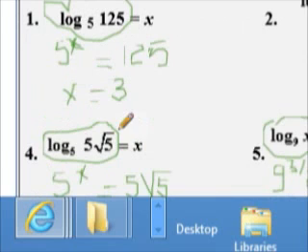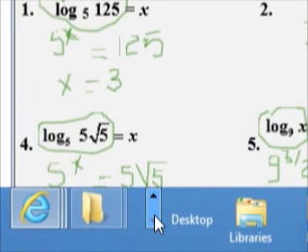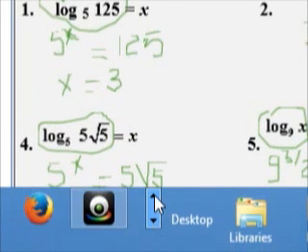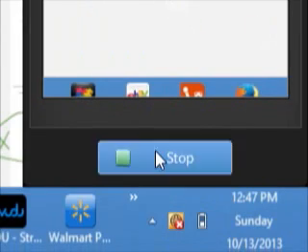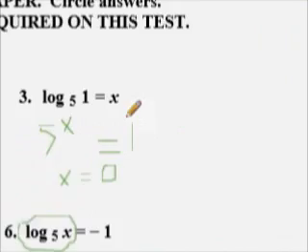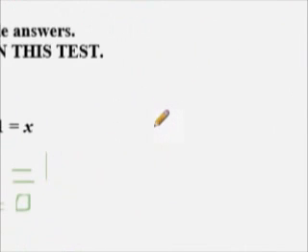Okay, so we're going to make another type of exercise. Since this takes a lot of your time, we're going to resolve some exercises where we have log and exponential at the same time.